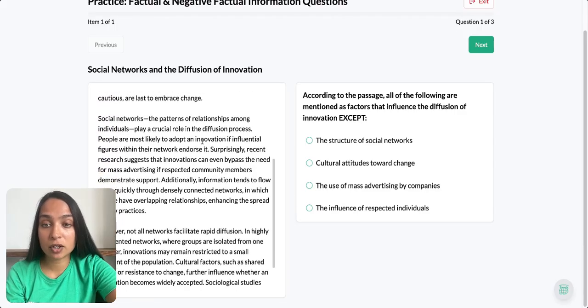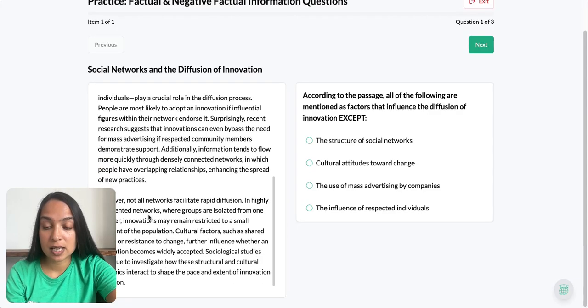Social networks, the pattern of relationships among individuals, play a crucial role in the diffusion process. People are more likely to adopt an innovation if influential figures within their network endorse it. Surprisingly, recent research suggests that innovators can even bypass the need for mass advertising if respected community members demonstrate support. Additionally, information tends to flow more quickly through densely connected networks in which people have overlapping relationships, enhancing the spread of new practices. However, not all networks facilitate rapid diffusion.